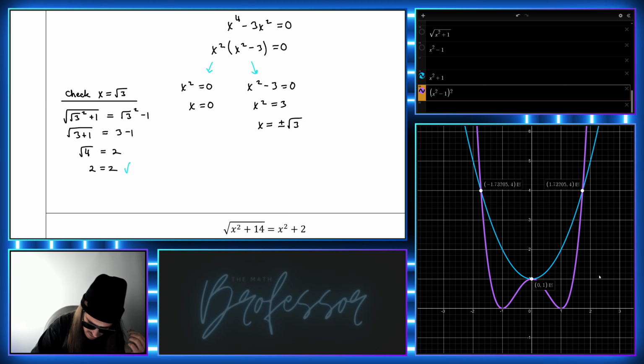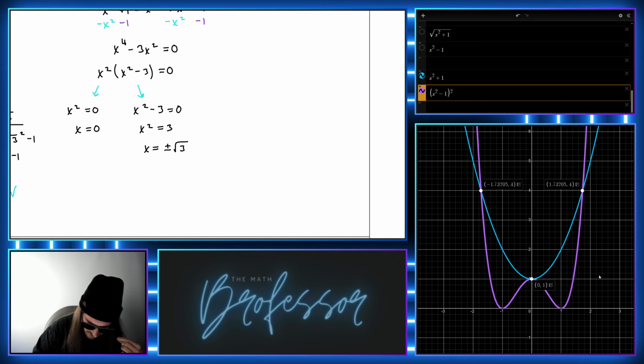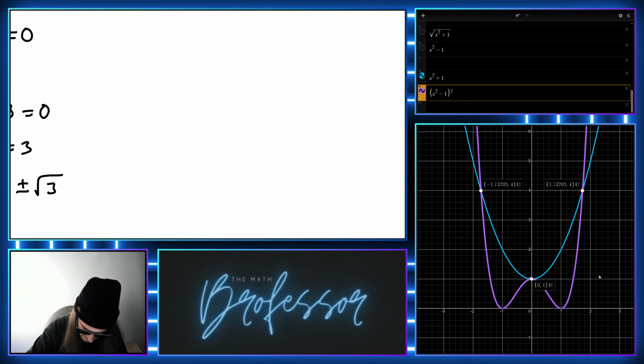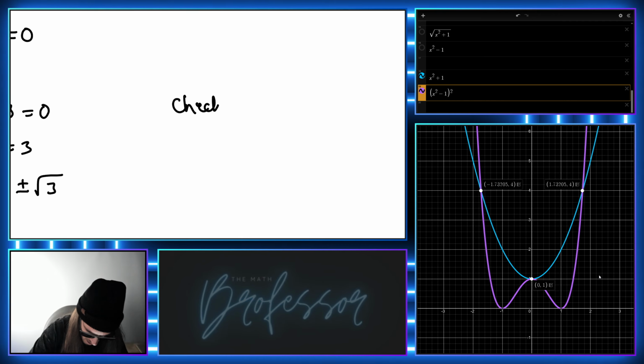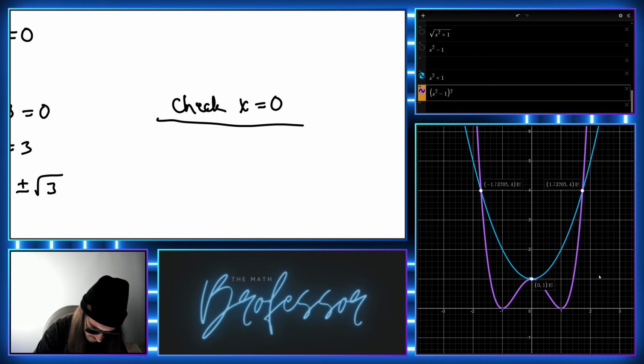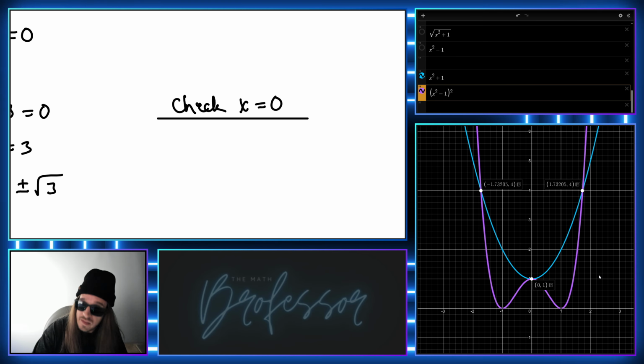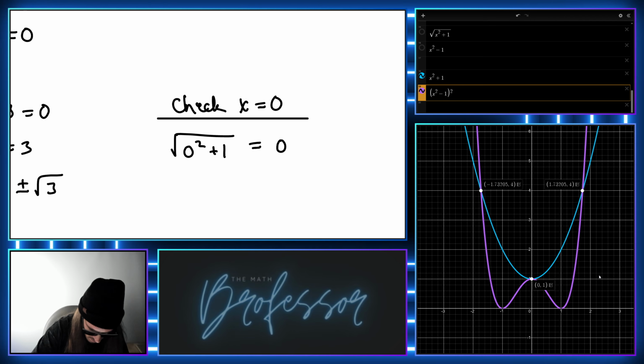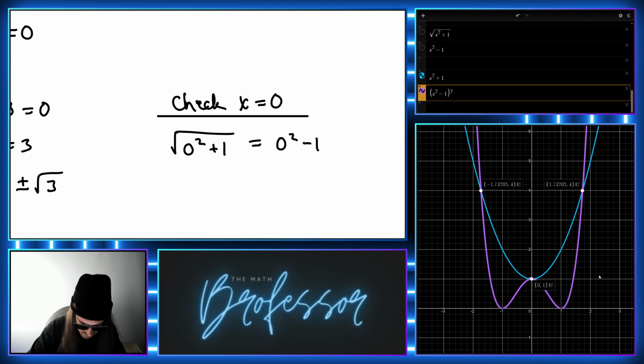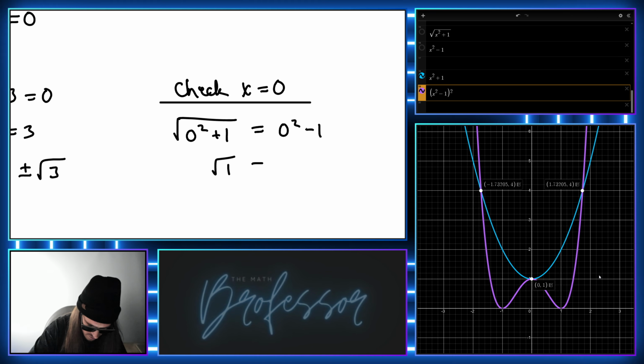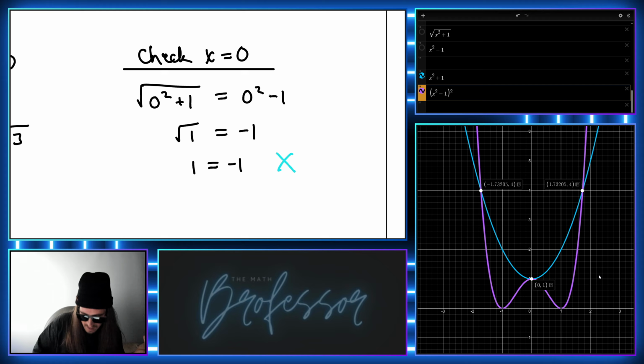But then we have this suspicious x equals 0. Let's check that. Check x equals 0. And that would be 0 squared plus 1 square root equals 0 squared minus 1. All right, 0 squared plus 1 is 1. 0 squared minus 1 is negative 1. And the square root of 1 is positive 1. So here you go. 1 equals negative 1. Well, that is false. That is not true, right? So close, so close.